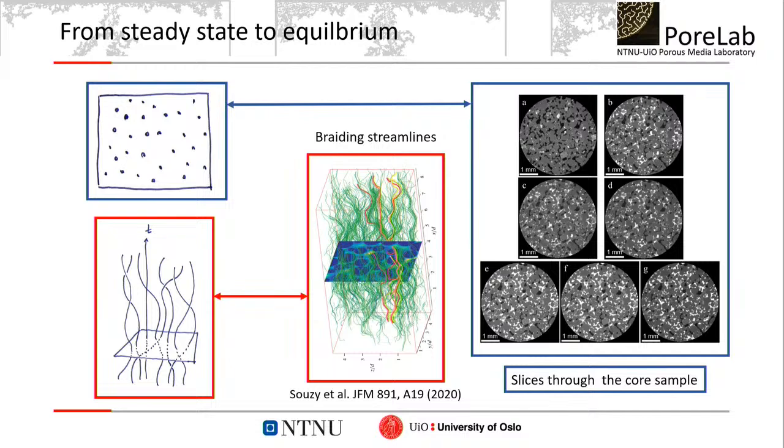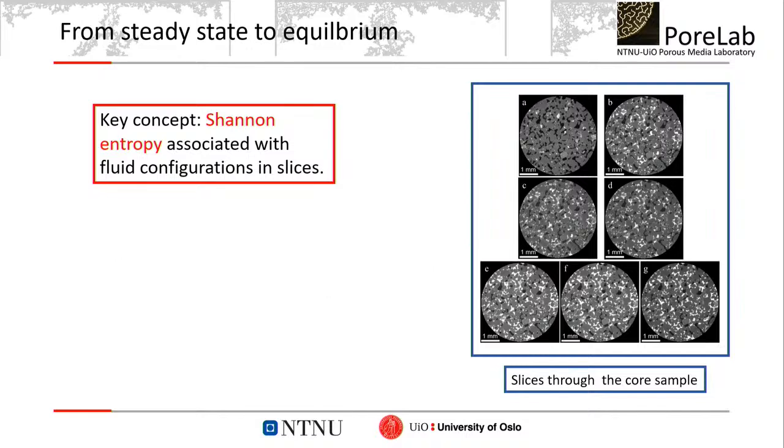And to make it even more clear, this is from the Journal of Fluid Mechanics. These are the streamlines of liquids in a porous medium. Here you see the porous medium, just this cut here. Otherwise it's invisible. But look at the comparison here. And the key concept I'm going to use is Shannon entropy, the information entropy sitting here.